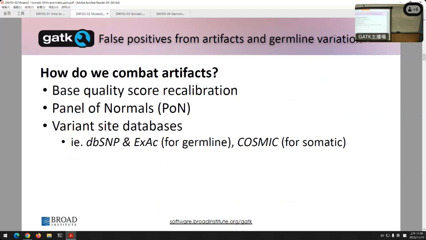So we talk about artifacts, but how do we get rid of them? Well, BQSR, we spoke about that already. Some parts of it will look exactly like our normal calling pipeline. Also, our panel of normals really helps in figuring out artifacts. I will go into a lot more detail on those as well, but the idea is that ideally you run samples unrelated to the actual person from which you're taking the somatic cell, the tumor cells, and the normal. These are unrelated people run through your same pipeline. They also help us to discover what might be artifacts of your sequencing. And like I mentioned, we also use variant site databases. dbSNP and ExAC are great for the germline side, and COSMIC is good for somatic.